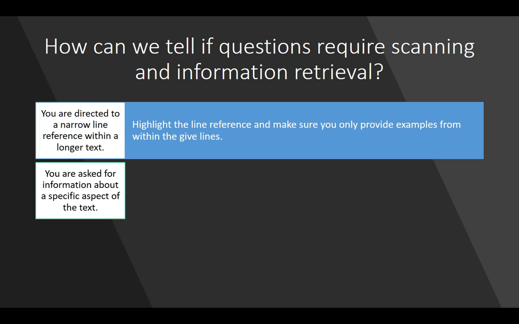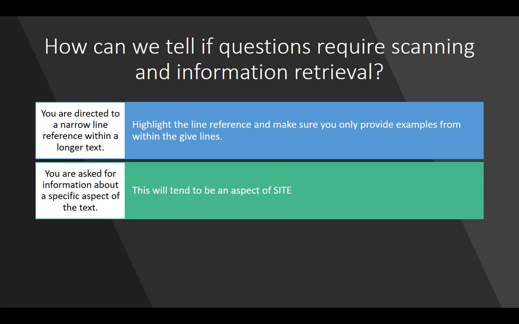Another indication that you're required to use speed reading, scanning and information retrieval skills is that you're being asked for a very specific type of information. So quite often you'll be asked to find information related to one particular aspect of what we refer to as site. So it could be setting or subject, ideas, themes or events, and it'll be one very specific element of those that you then have to go and locate some information about.